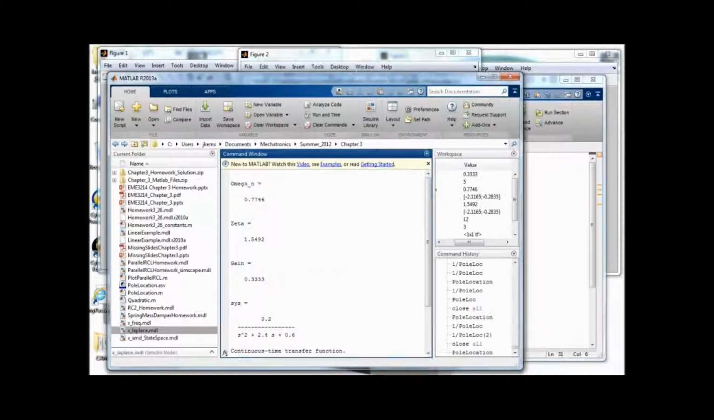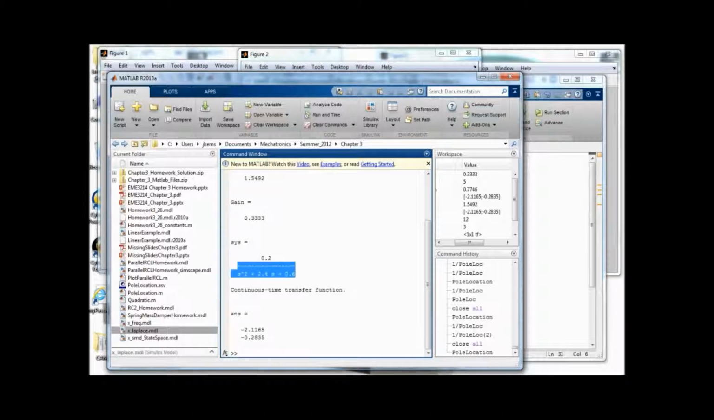So going over to my MATLAB window, omega n is 0.7746. That won't change if all I change is my damping. Zeta is 1.5, so it's greater than 1. I'm expecting real poles. My gain is 0.33. That's a function of that spring constant. Here's my system transfer function.